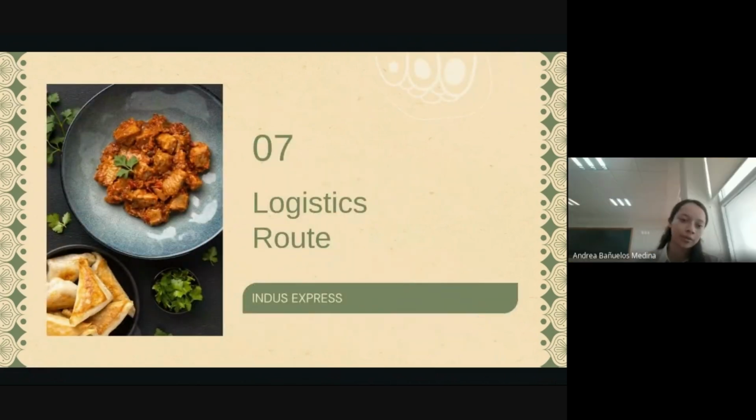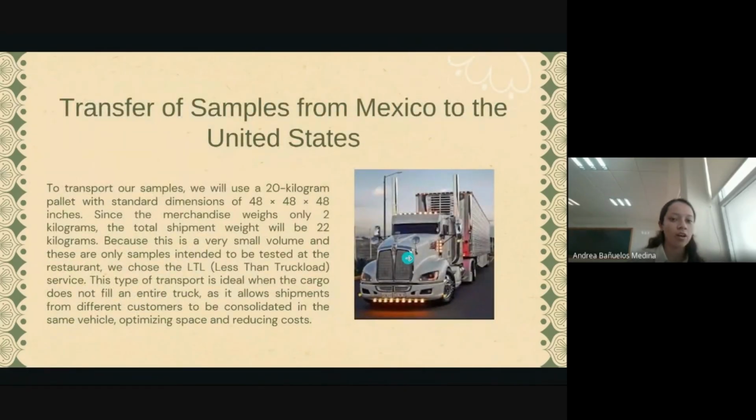For the logistics route, next slide, please. Okay, we show the land transport. To transport our samples, we will use a 20 kilogram pallet with the standard dimensions of 48 by 48 by 48 inches. The merchandise will be 22 kilograms. It's a very small volume, so we choose LTL, less than truckload.